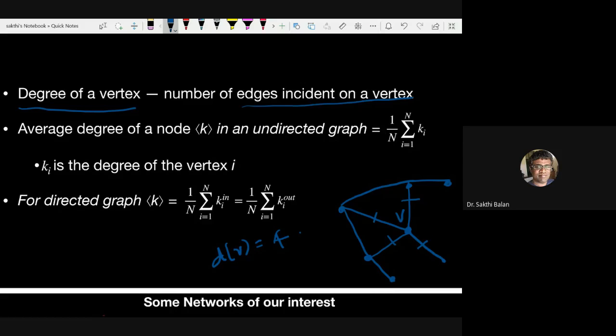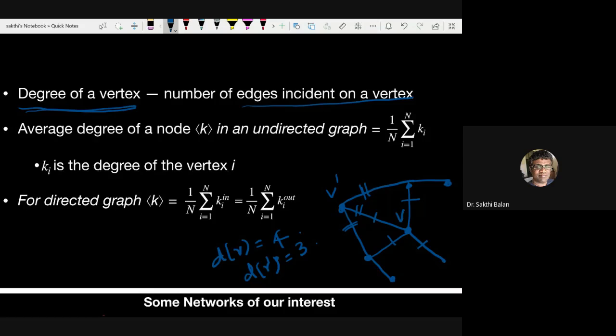Likewise, I can find the degree of this other vertex. Suppose I name it V prime. This is one edge, second edge, and the third edge going out of it. So D of V prime is equal to 3. Like that, I can find the degrees of all the vertices. So for a graph with n vertices, for every vertex we can find the degree of that vertex.